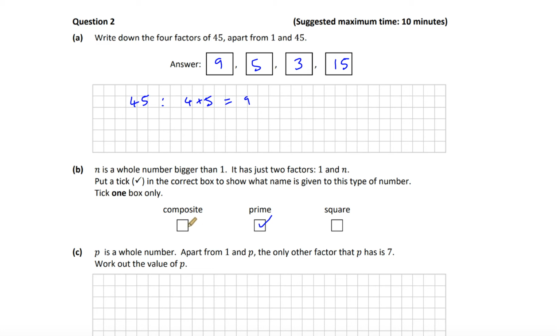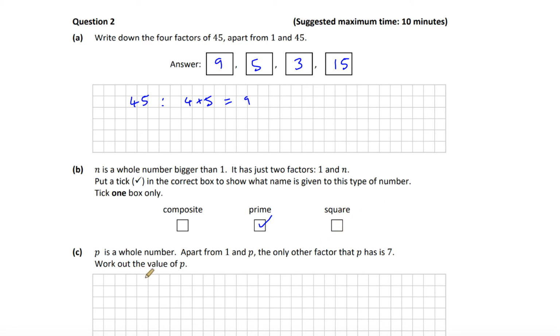A composite number is any number that has 2 factors less than itself. So for example, the number 14 can be found by multiplying 2 other integers smaller than 14, which would be 2 and 7, for example. A square number is the result of multiplying an integer by itself. So an example would be 3 times 3 giving 9. 9 is a square number.